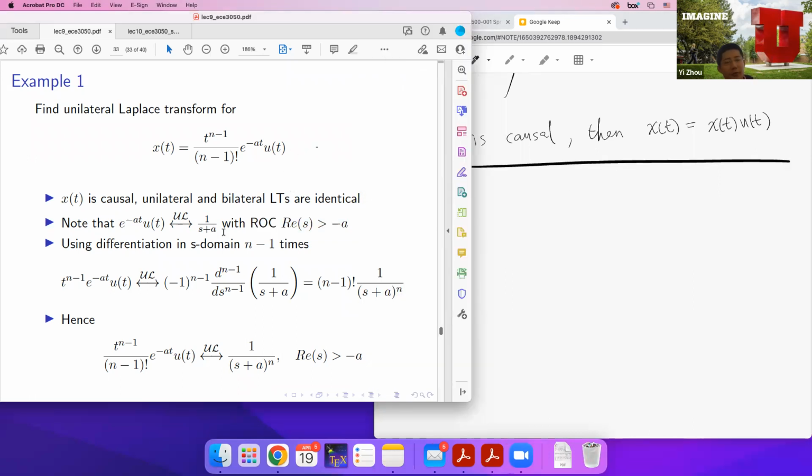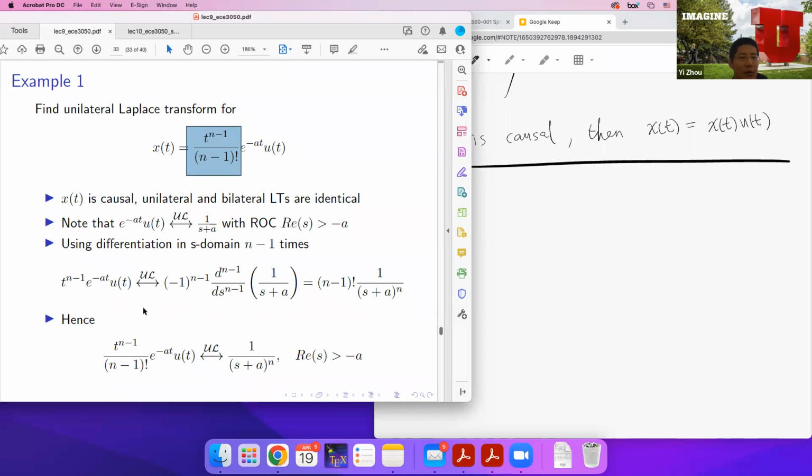Okay, so this is the first step. By leveraging the property of a signal, we can identify the unilateral transform. And then the second one is to introduce this coefficient. Now here I will just follow this hint. The observation is that this coefficient can be introduced by leveraging the differentiation in the frequency domain property. We can apply this property multiple times.